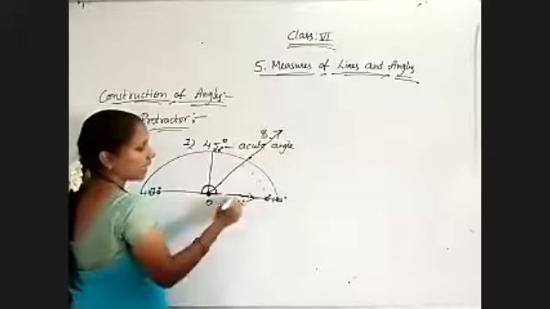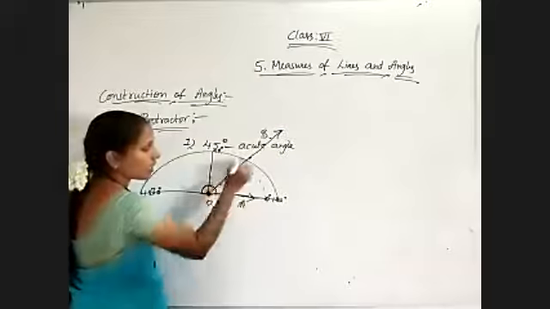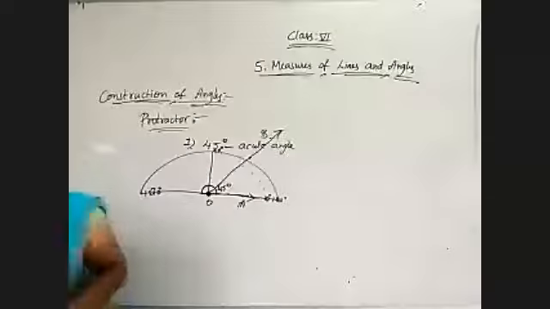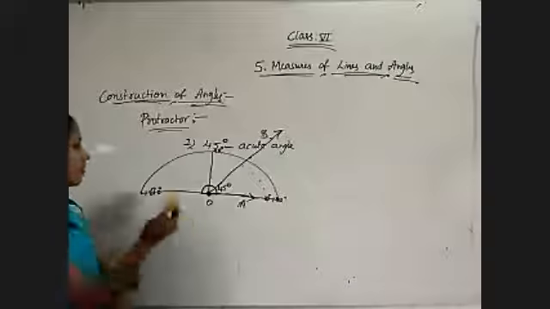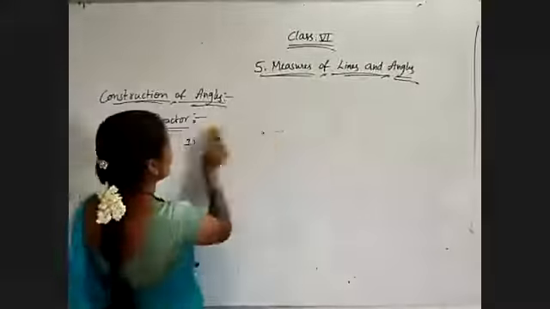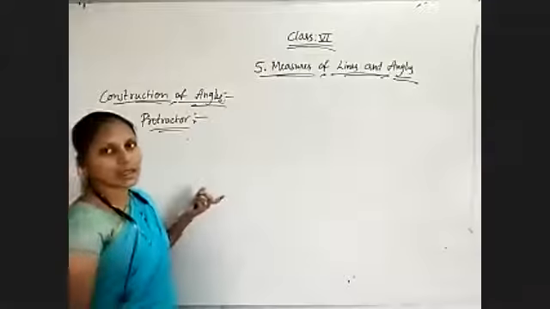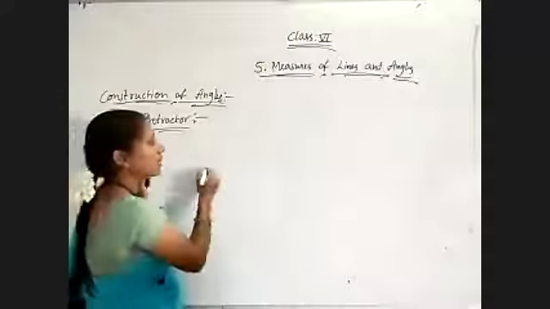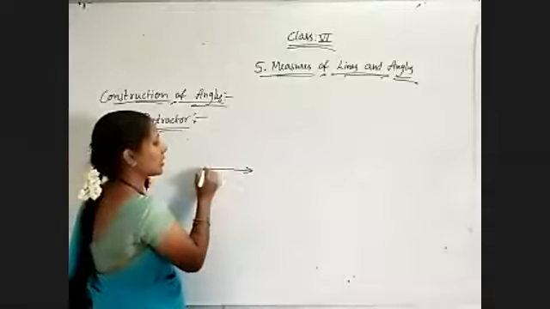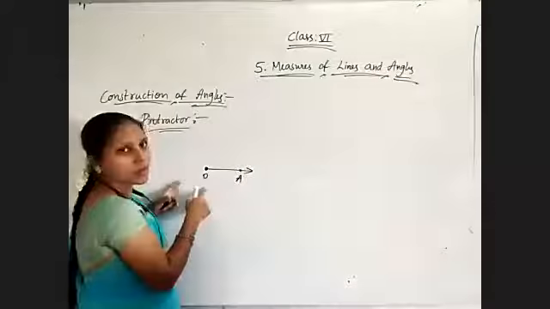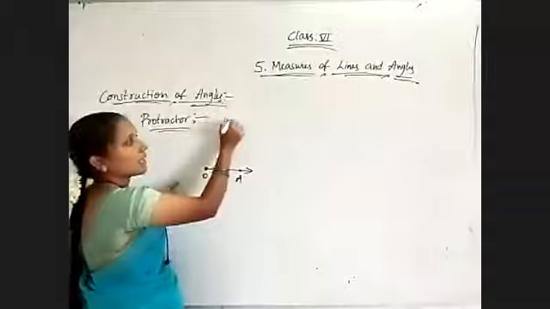Now angle AOB is equal to 45 degrees. Okay. So once again I am telling, whatever angle we have to construct, you can construct in the clockwise direction, otherwise the anti-clockwise direction. I am constructing in the anti-clockwise direction. To construct any angle, suppose I am constructing a 45 degrees angle.